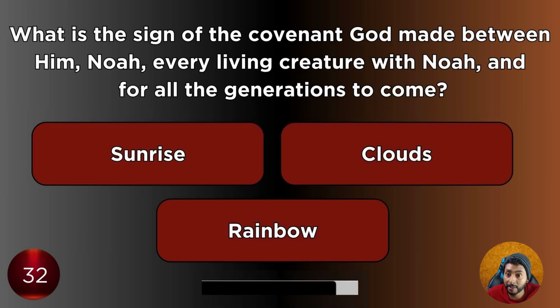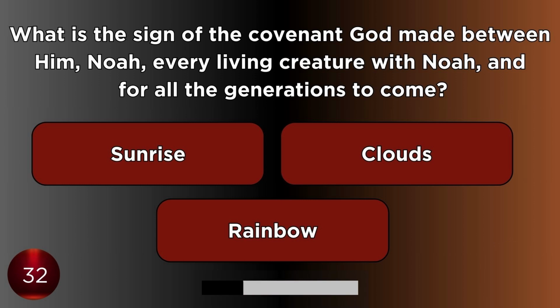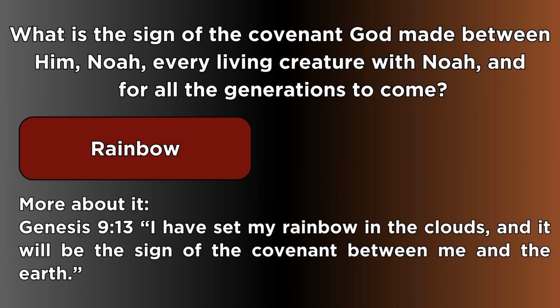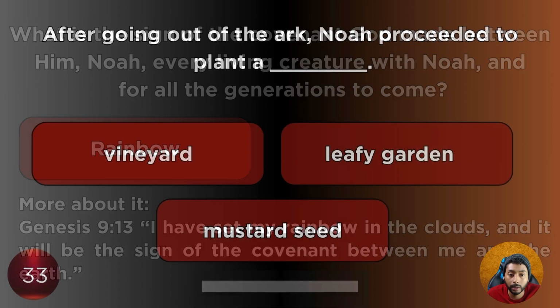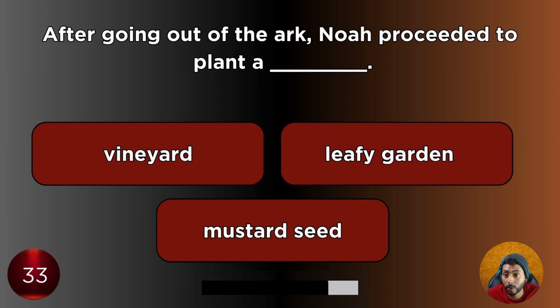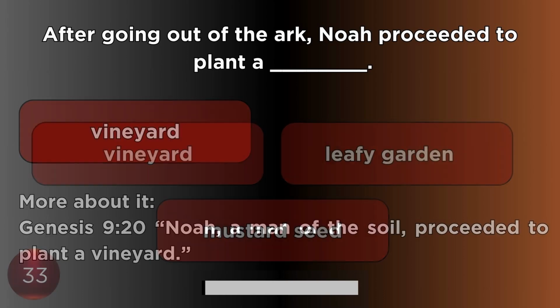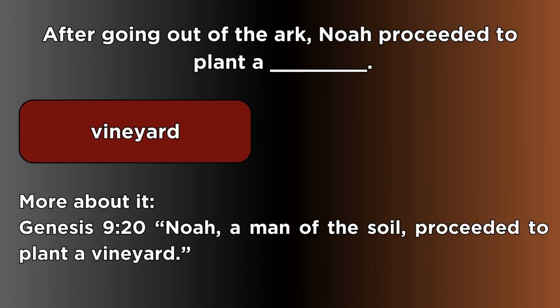32. What's the sign of the covenant God made between him, Noah, every living creature with Noah, and for all generations to come? Sunrise, clouds, or rainbow? Rainbow. Genesis 9:13. I have set my rainbow in the clouds, and it will be the sign of the covenant between me and the earth. 33. After going out of the ark, Noah proceeded to plant a blank: vineyard, leafy garden, or mustard seed? Vineyard. Genesis 9:20. Noah, a man of the soil, proceeded to plant a vineyard.